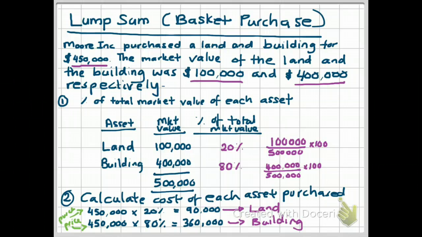So in your books, what you're going to do is debit land for $90,000, debit your building for $360,000, and credit cash for the $450,000 that you paid.